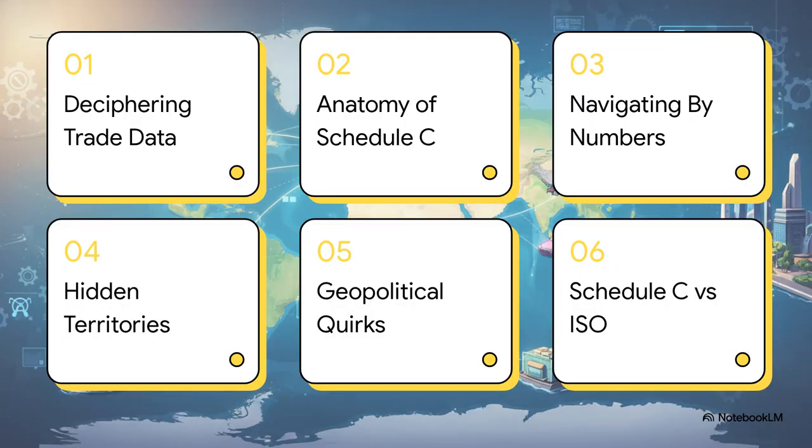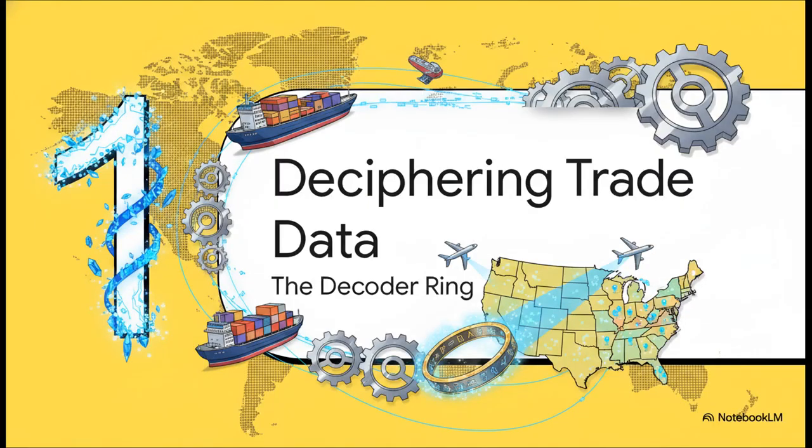Here is our roadmap for today's explainer. We'll start with deciphering global trade data, then the anatomy of Schedule C, navigating by numbers, hidden islands and territories, geopolitical quirks and data, and finally Schedule C versus ISO codes. Let's start with Section 1, deciphering global trade data, the decoder ring for commerce.